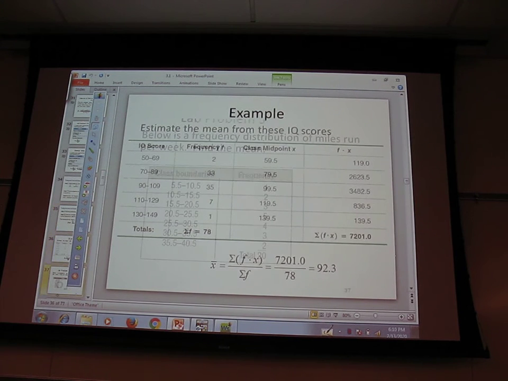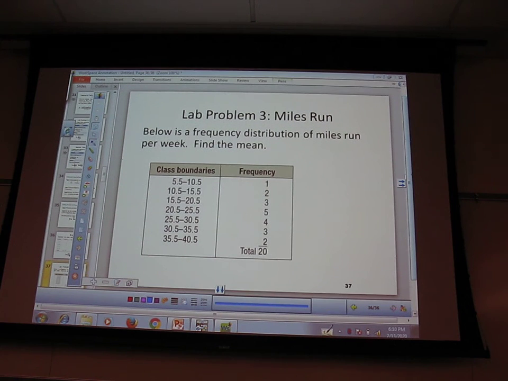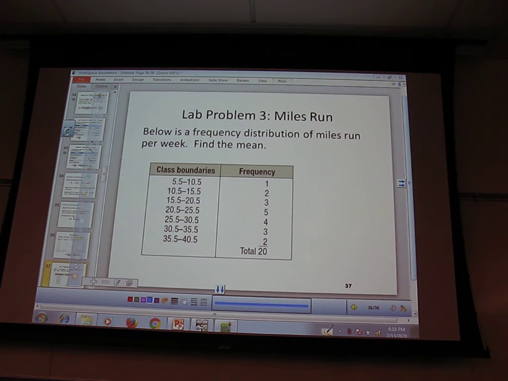So you guys do lab problem number 3. Spend 3 or 4 more minutes working on it, and then when you're done, you can take a break until 23 after.